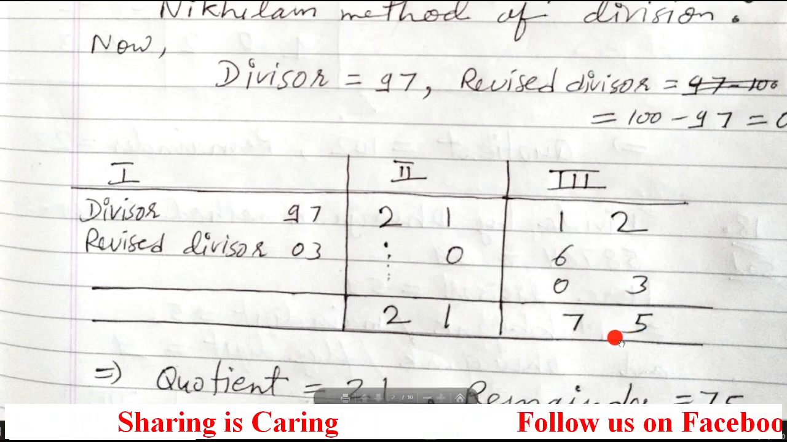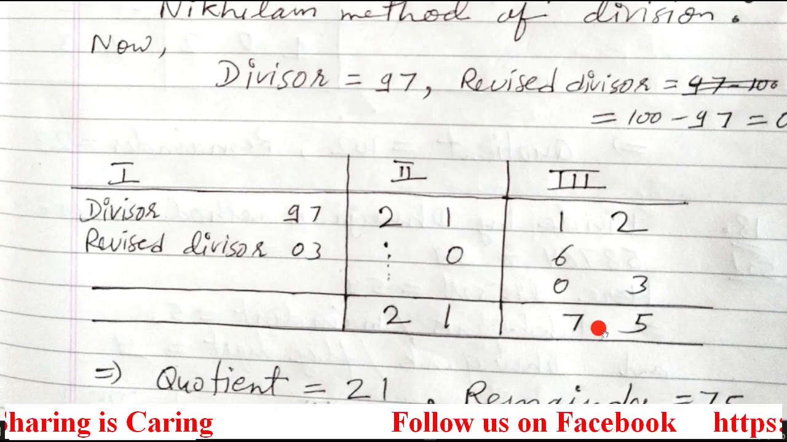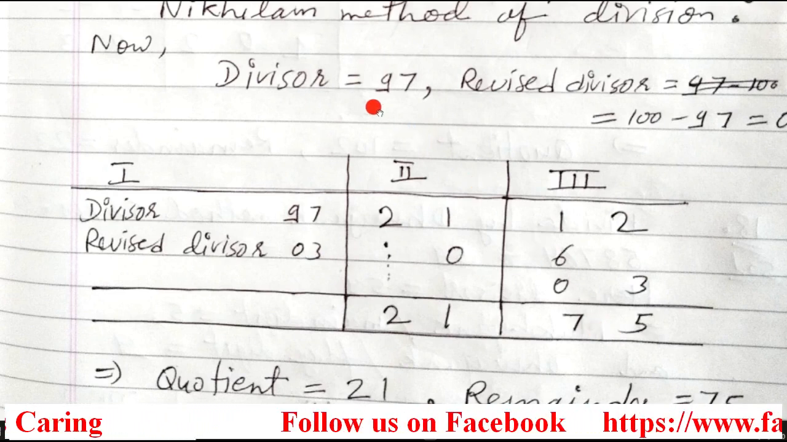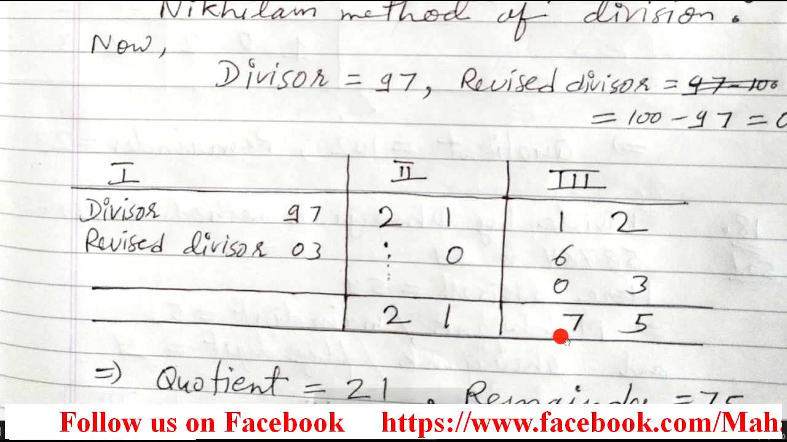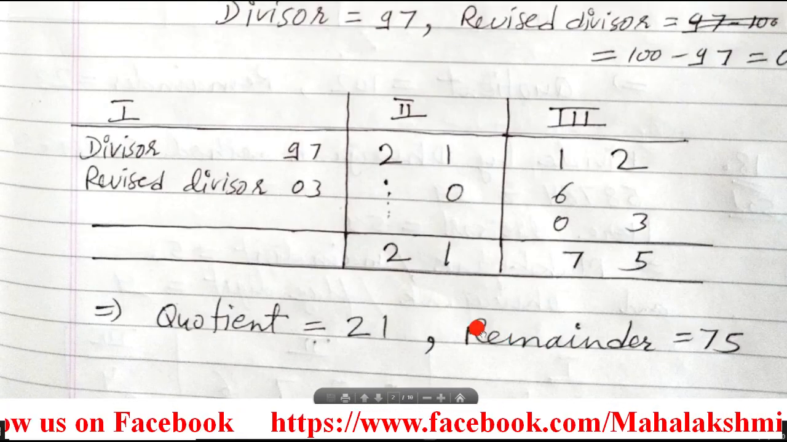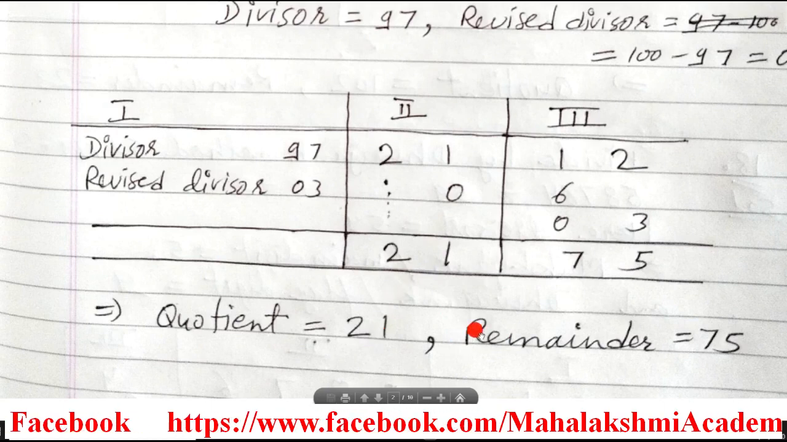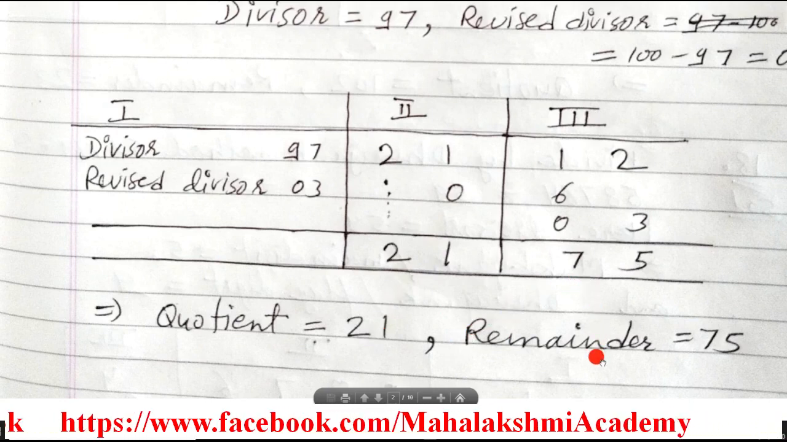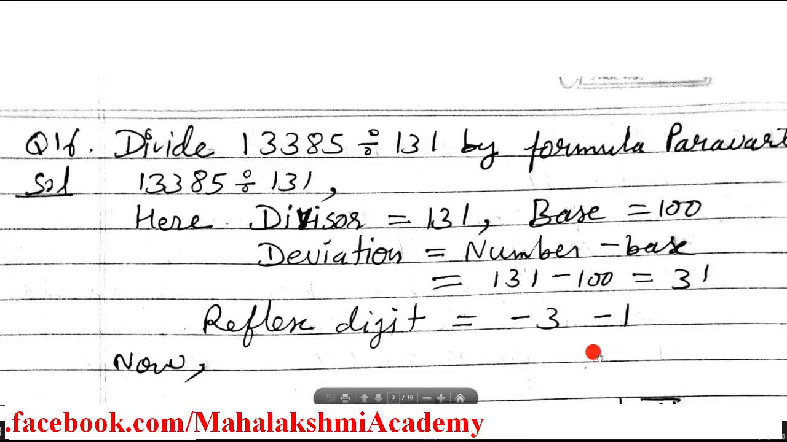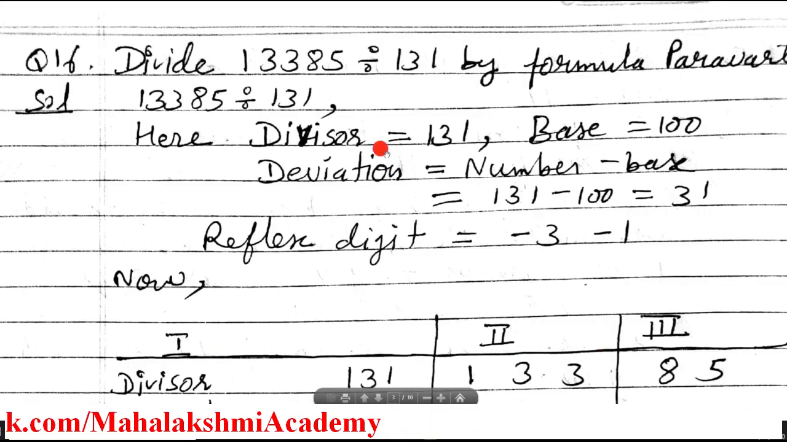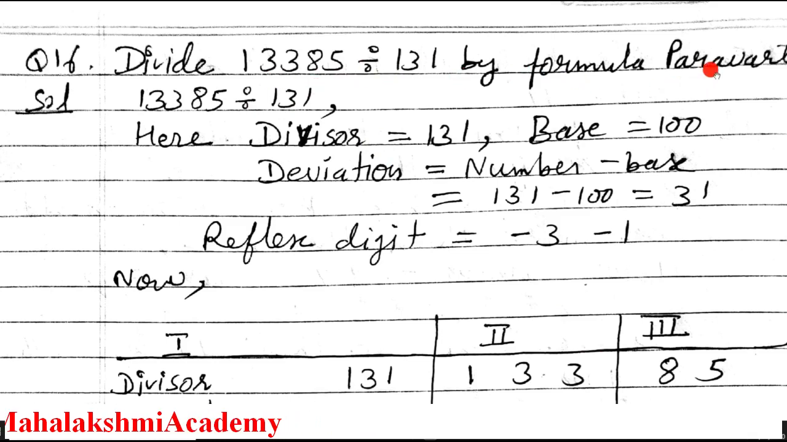Now we have to check whether this 75 is less than the divisor or not. The divisor is 97, so 75 is less than the divisor, which means this division is completed. So the quotient is 21 and the remainder is 75. Now we will move to the next question. The next question is again the same. We have to divide this by the Parvartiya method.